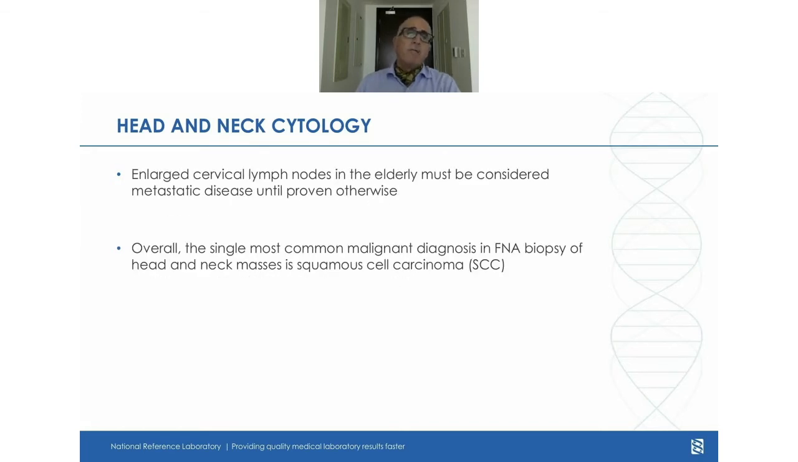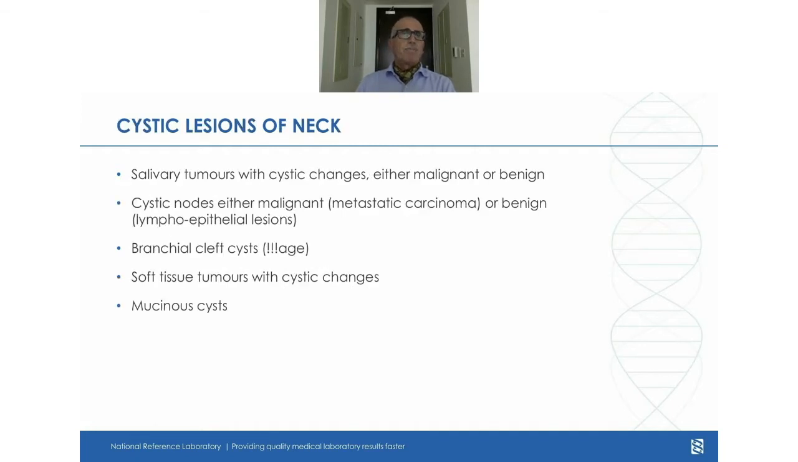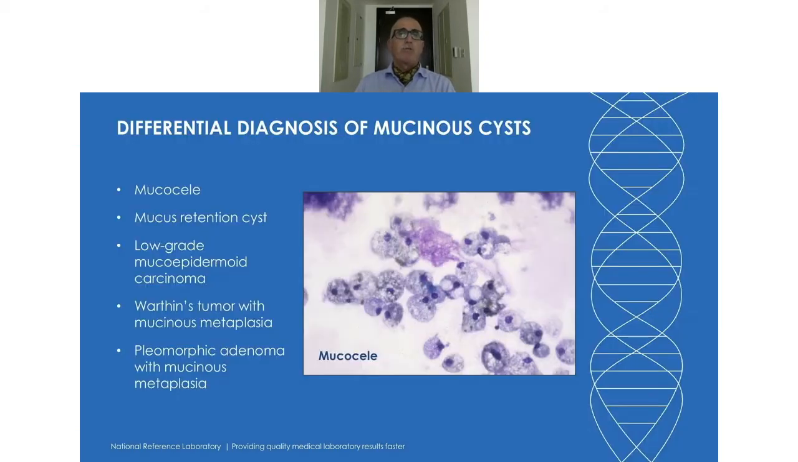And the most common diagnosis in the elderly is, of course, metastatic squamous cell carcinoma. So it's almost impossible not to be slightly biased by this. And we have to remember that both salivary lesions, lymph nodes, soft tissues, branchial cleft cyst, which is always to be kept in mind in young adults, as well as mucinous cysts, can mimic the clinical appearance. So you don't really know exactly where you are, so you have to check.